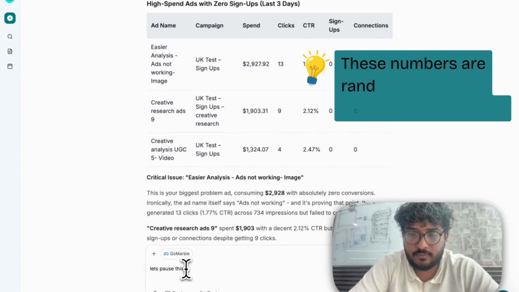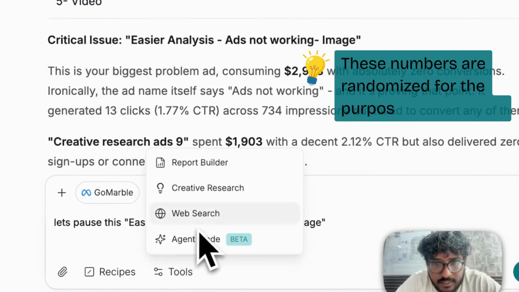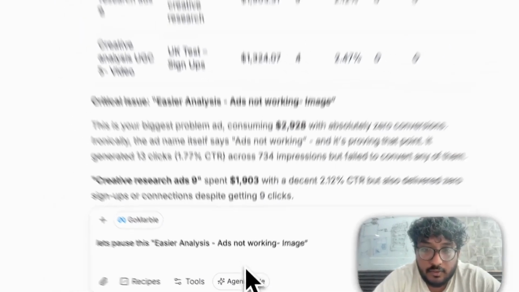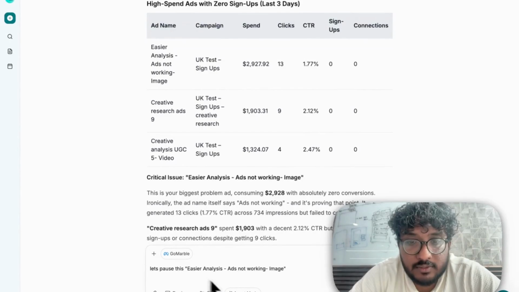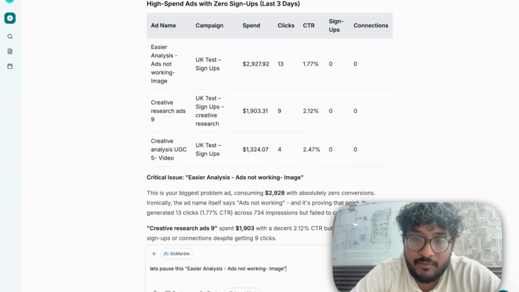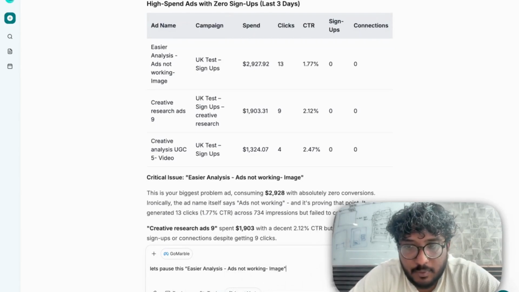So what I would do is go to tools and turn on agent mode, because if I need to make any changes to the ad account, I need to use agent mode. This is just to protect us from the tool randomly making changes. Only when you trigger it does it happen. So let's pause this ad.